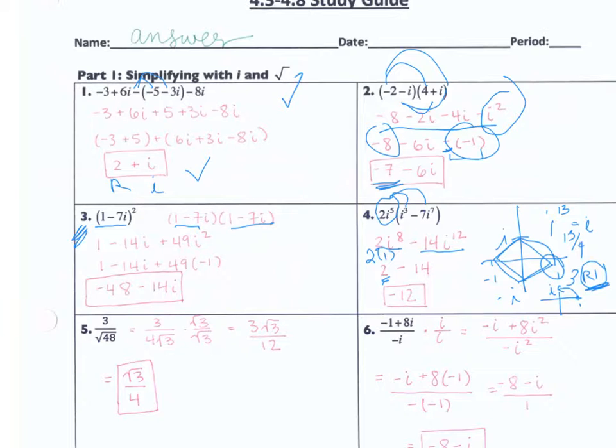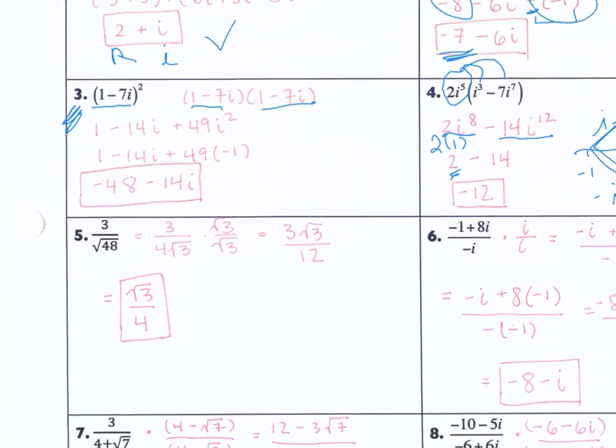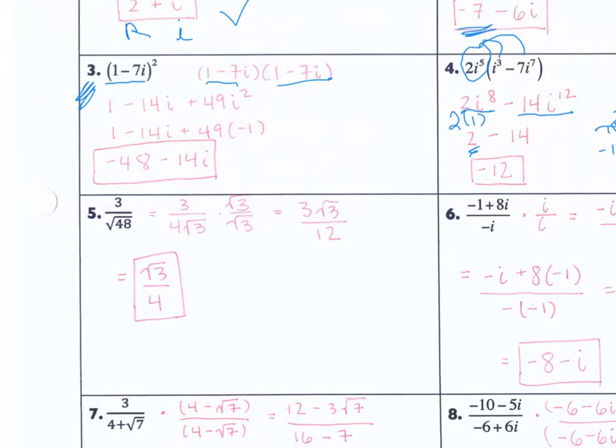Now for number 5, you need to multiply by square root of -48. So I would actually do this problem this way. There's a few ways to do it. I would simplify it in the end. So I would do 3 square root of 48 times square root of 48 over square root of 48. So you get 3 square root of 48 over 48.